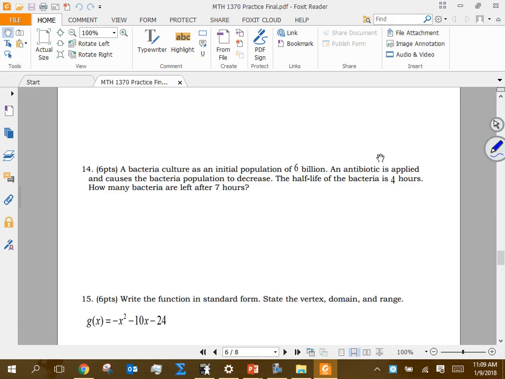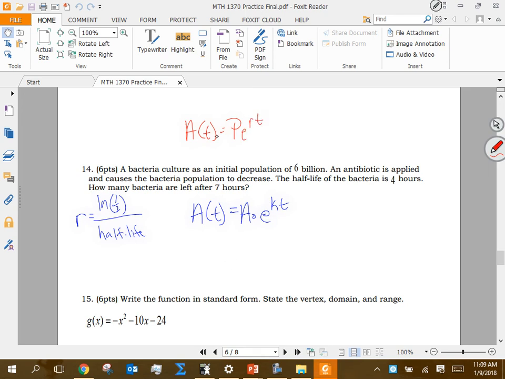Number 14 is a half-life question. What I want you guys to understand and know, and I might write this on the board, is that your rate for a half-life is always ln of 1/2 divided by your half-life. But the population growth model here is the same. We usually write A of t is equal to A sub 0 e to the rt. A lot of times they say r or k t. If you think about that, that is exactly the same as just using different variables of A of t equals P e to the rt. It's the same thing as compounded continuously.